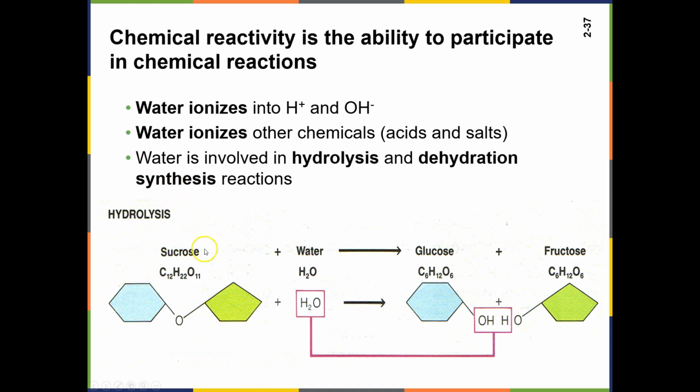So here we have a molecule called sucrose. This could be any molecule that is composed of two different subunits. So in the case of sucrose, we have glucose and fructose. So sucrose is table sugar. And when you add water to table sugar, it's going to break down into glucose and fructose, which are monomers.